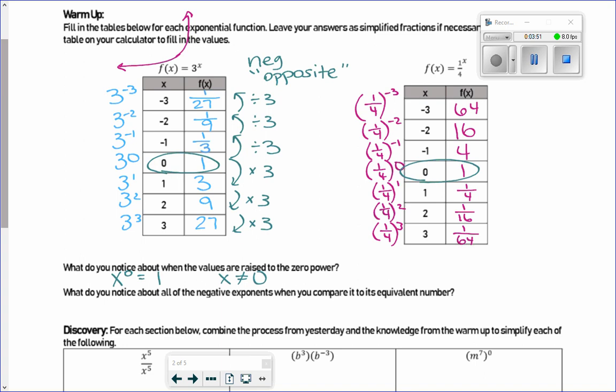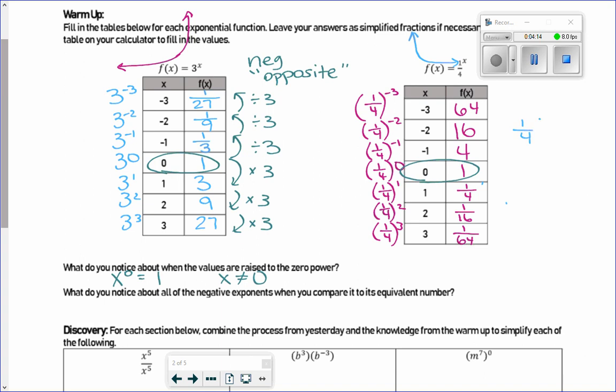All right, what about this next one? What type of exponential function is this? Decay. So that's why it's going down from left to right. But here, we know that anything to the power of 1 is itself. 1/4 squared is 1/4 times itself, which is 1/16. That makes sense.